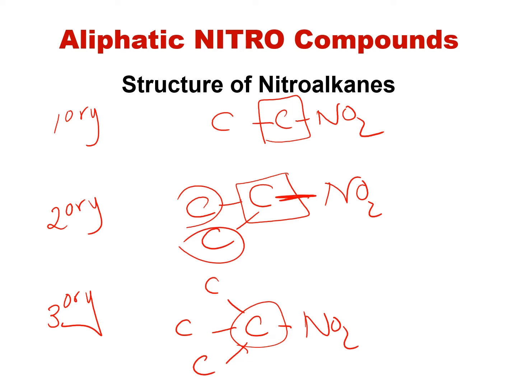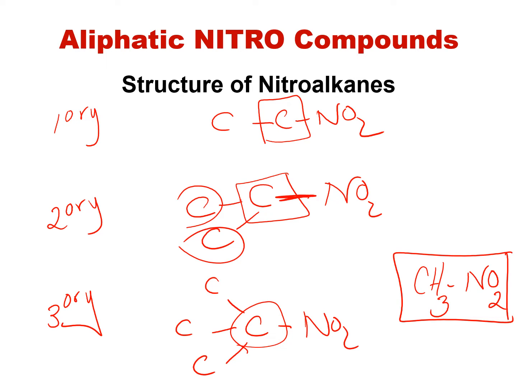This is their classification. If we discuss something like nitromethane, we say that nitromethane is neither primary nor secondary nor tertiary, because the carbon directly attached to the nitro group is not attached to any carbons. It's a class by itself. Nitromethane is a class by itself. It's neither primary nor secondary nor tertiary.